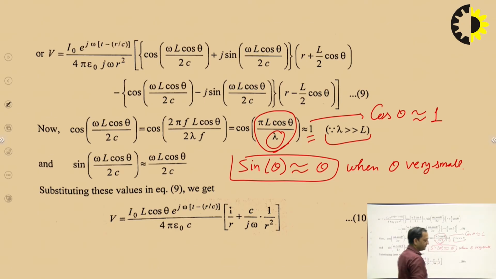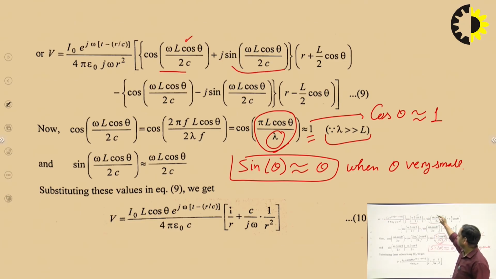So when we put all together, in place of cos, this term will be there. In place of this, only this value will come out, which is 1, and in this value only this section will come out. In this way, when we do the same thing here, we get this equation. Potential is I naught L cos theta e to the power j omega (t minus r upon c), upon 4 pi epsilon naught c, times (1 upon r plus c upon j omega into 1 upon r square), right?